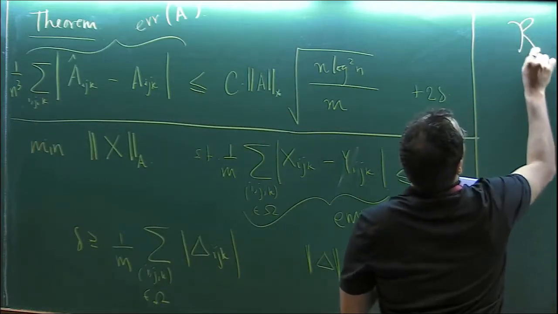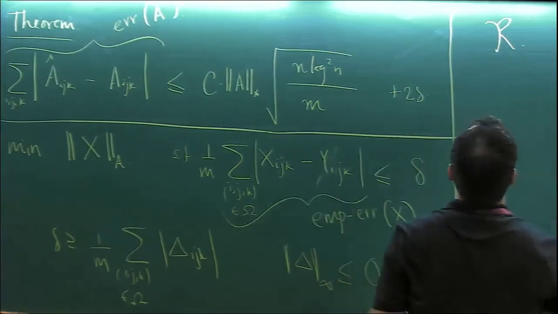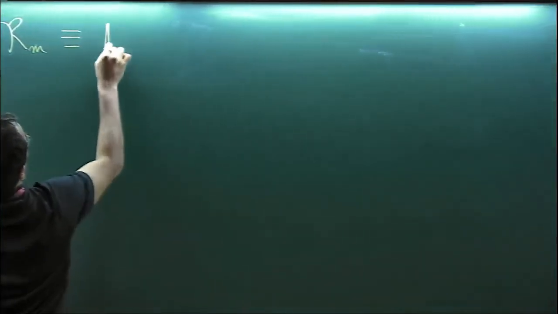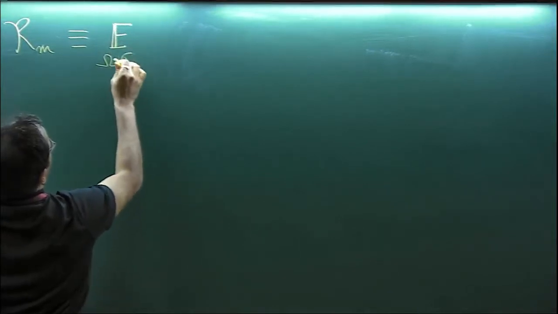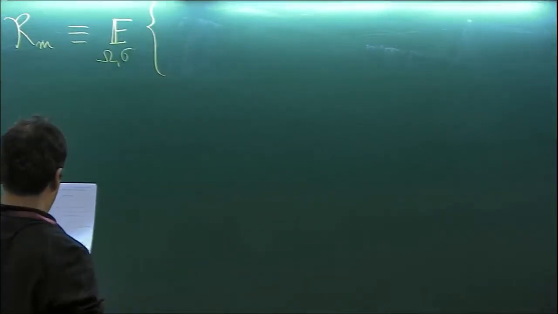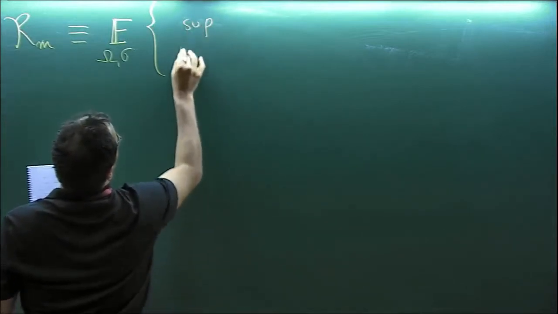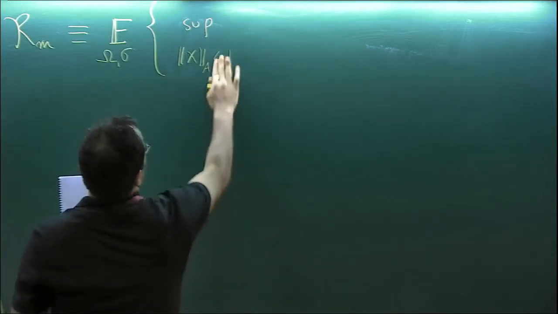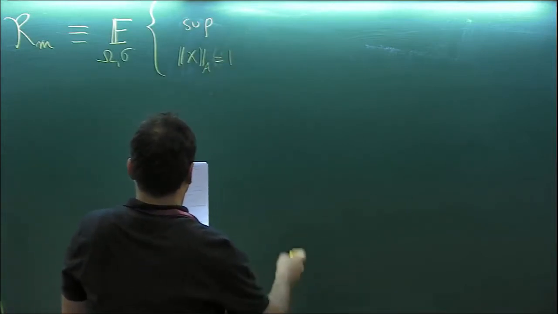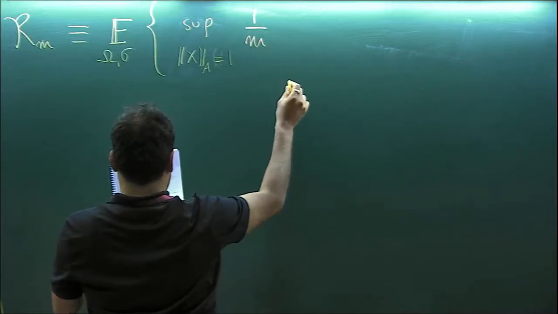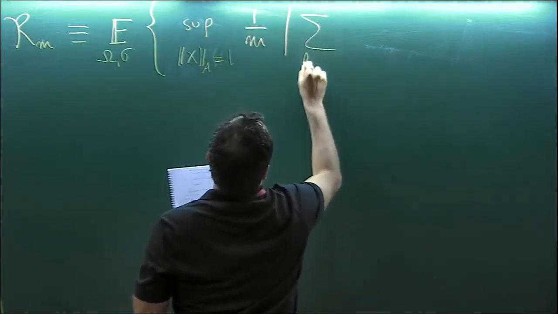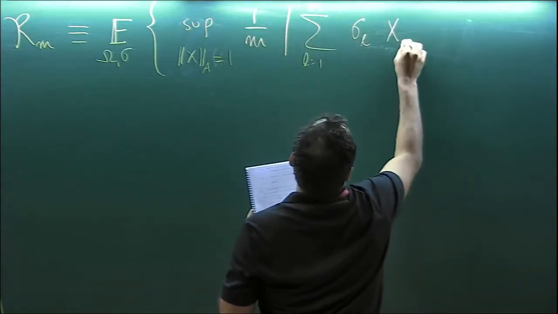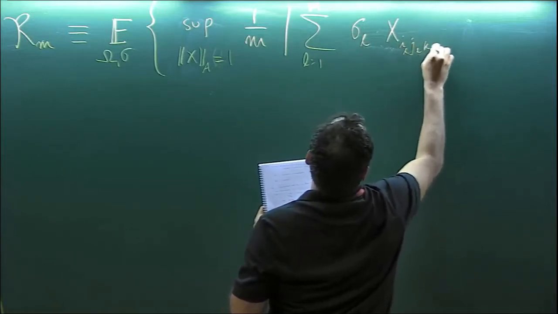So let's define the Rademacher complexity of this nuclear norm with m samples as the expectation over omega and sigma. These are the random things which I'll define in a second. Supremum over x with nuclear norm less than or equal to 1, or we can keep it equal to 1, let's just keep it 1, of 1 over m times the absolute value of the sum over l equals 1 up to m of sigma_l x_{i_l j_l k_l}.